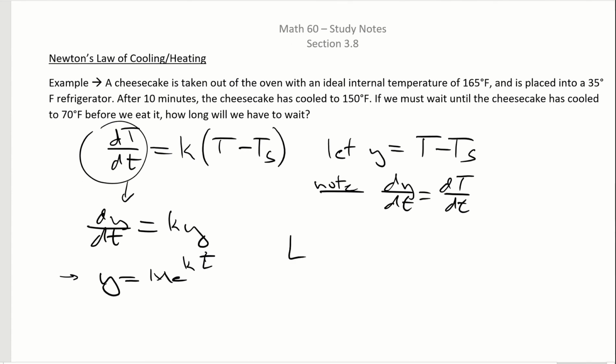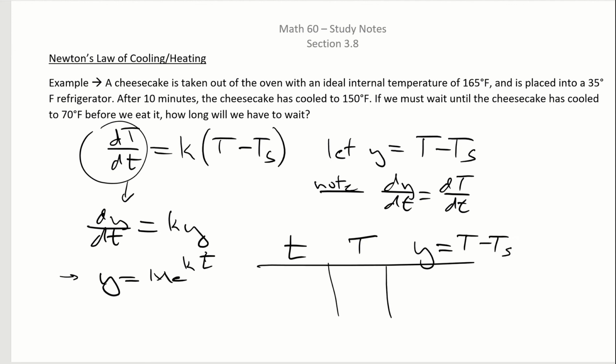You say, okay, I know there's a time, I know there's a temperature, but then you have this y also happening. So let's take the problem and break it down the way we did the others. A cheesecake is taken out of the oven and placed into a fridge. What's its initial temperature? 165. It's right there. What's the surrounding temperature? 35. We have to think these things through. It's not as easy as I'm saying, but that's the surrounding temperature. You put it in the fridge, around it's 35. Then it says, after 10 minutes, it is now 150.